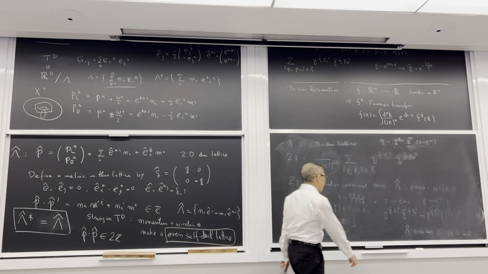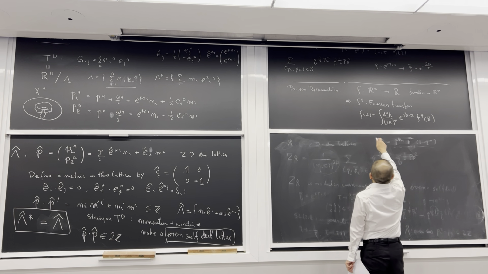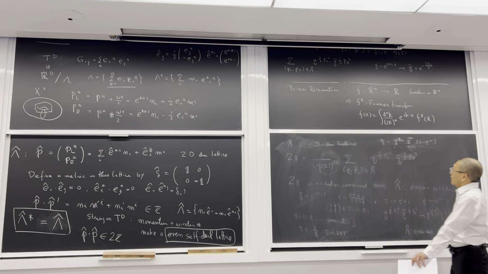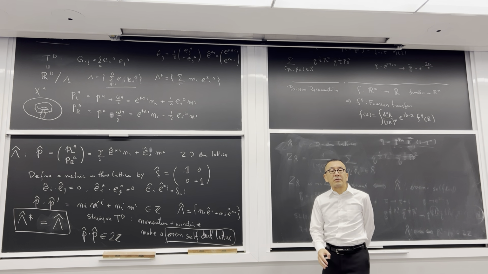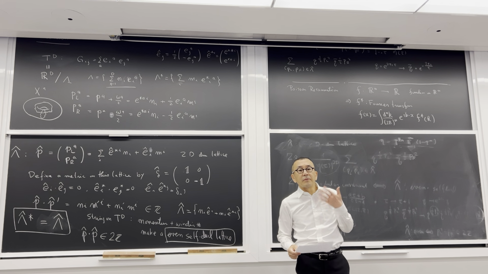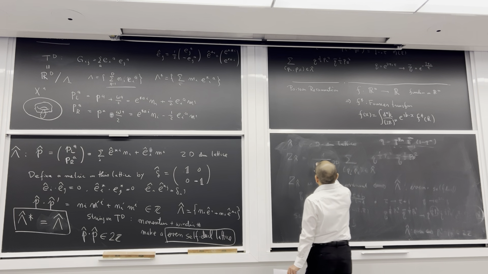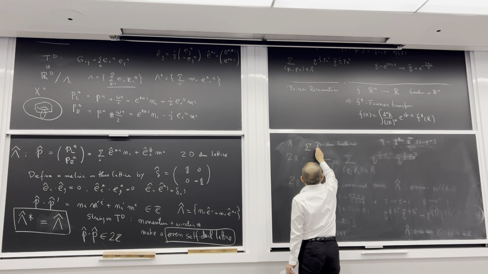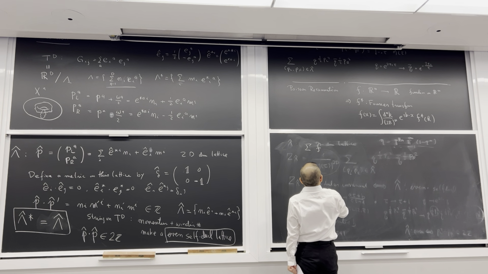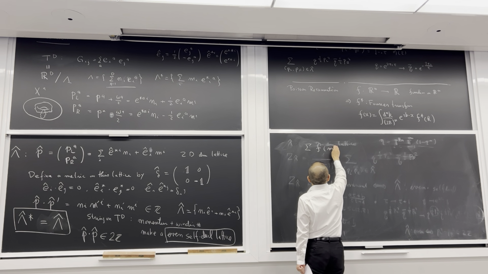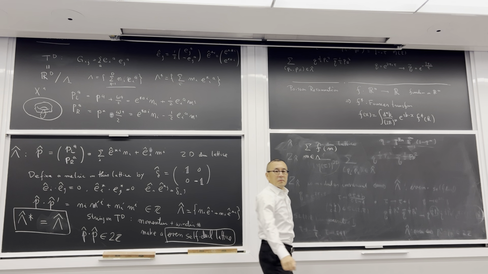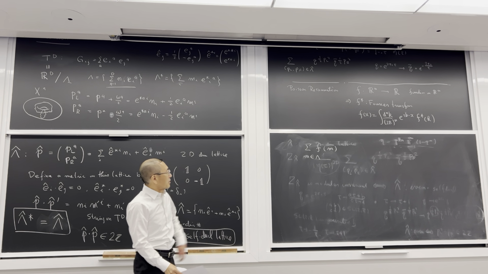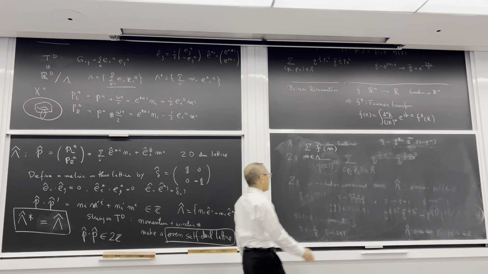So Poisson resummation is the following formula. If you have the function and its Fourier transform, then there is a relation between the sum over a lattice and the sum over the dual lattice, which is the following. Suppose you want to sum, not integrate, this function over some lattice points.